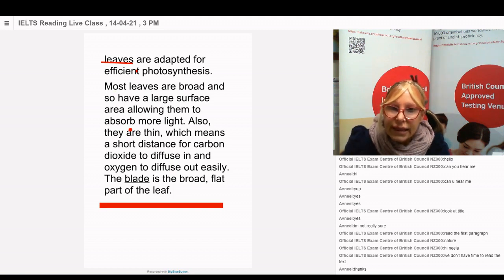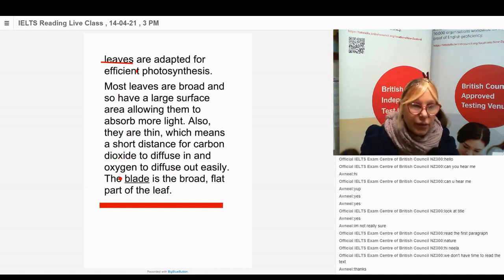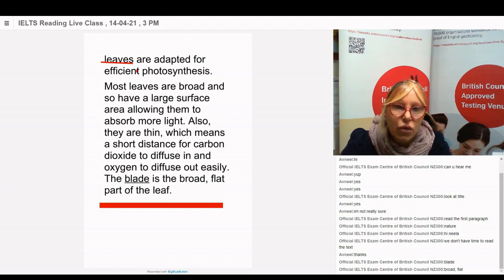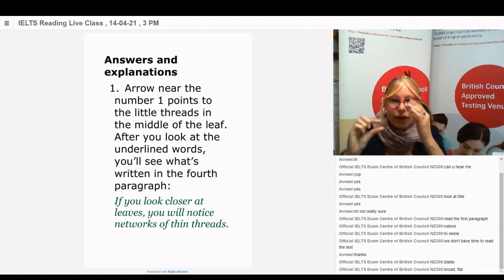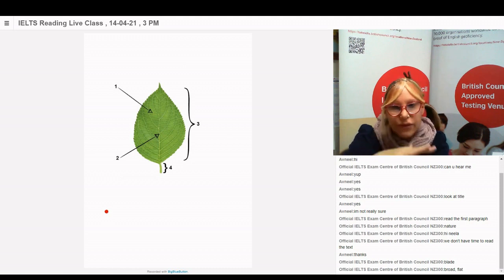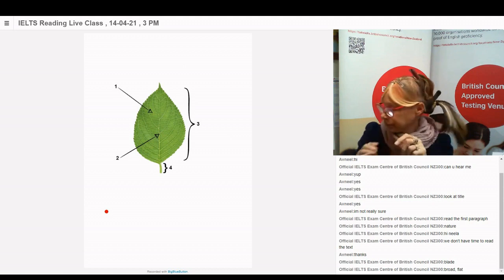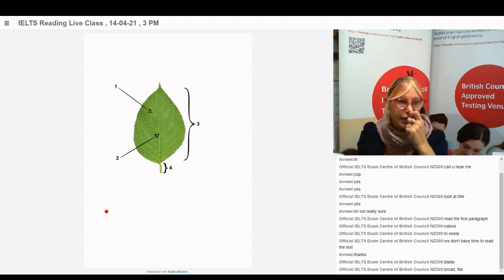The blade is the broad, flat part of the leaf. Okay, so the blade is the first word that we've been given, and the blade is the broad and flat part of the leaf. So now I'm going to take you to the diagram again. And can you see in the diagram anywhere that looks like it's broad and thin and flat? Which part of the diagram? You can just tell me the number. Just remember to put your answer in the chat box.